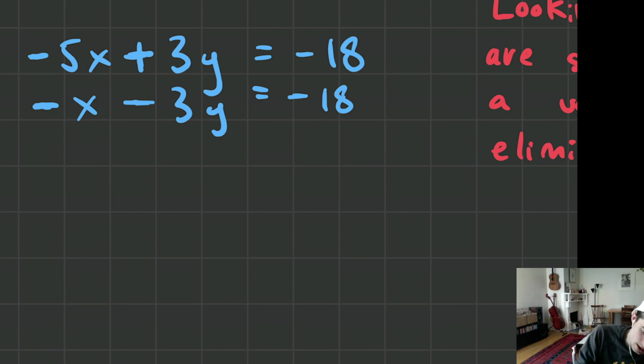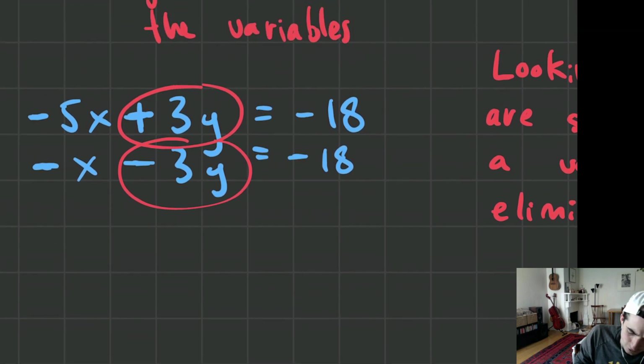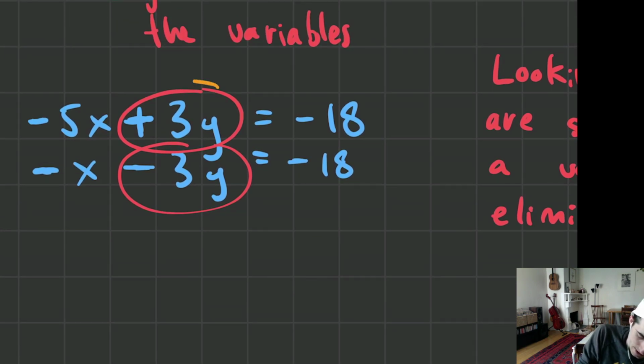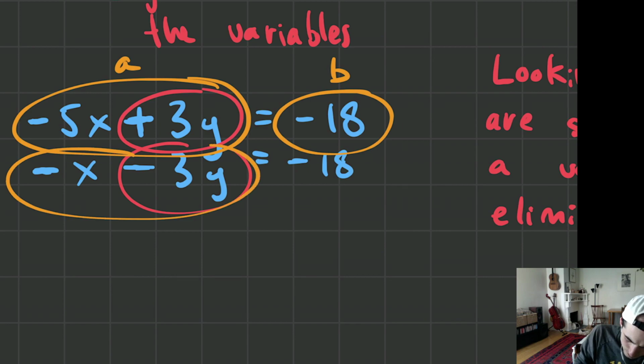The ones that I see are the plus 3y and the minus 3y. The way that I would go about deleting these terms is to add them together. Okay, I'm going to add them together. So we can think of this first thing right here as being A, this thing over here as being B, and this thing over here being X, and this thing over here being Y.